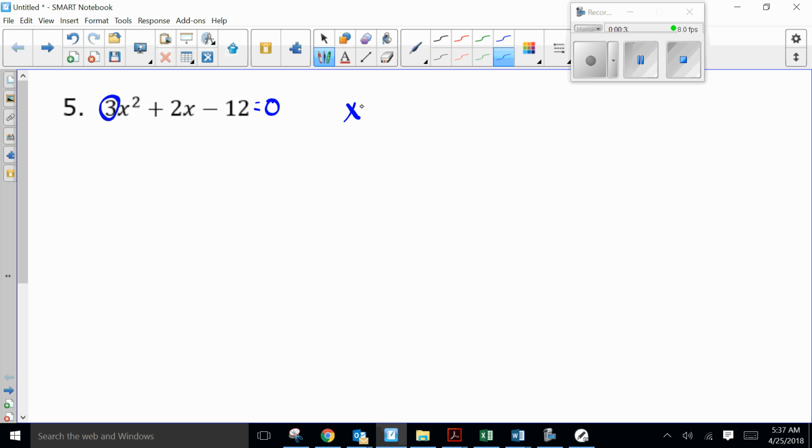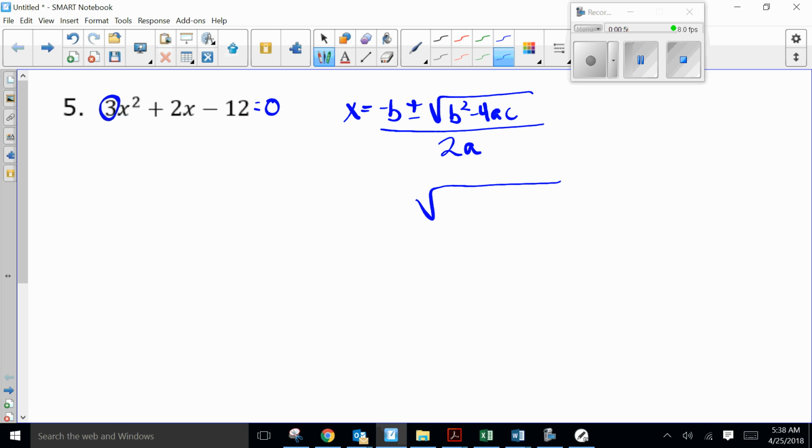So I have x equals negative b plus or minus the square root b squared minus 4ac all over 2a. Hopefully we've learned to do what's inside my radical first. So we're going to go ahead and take care of that. So the square root of b squared, so 2 squared, minus 4 times a, so times 3, times c, so negative 12.